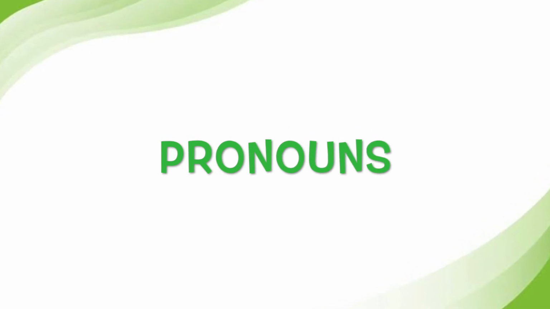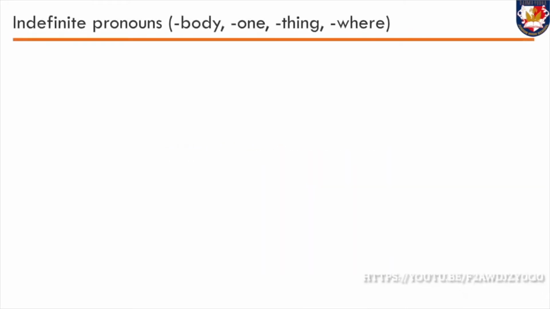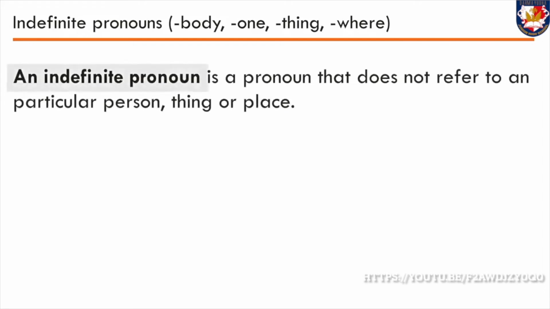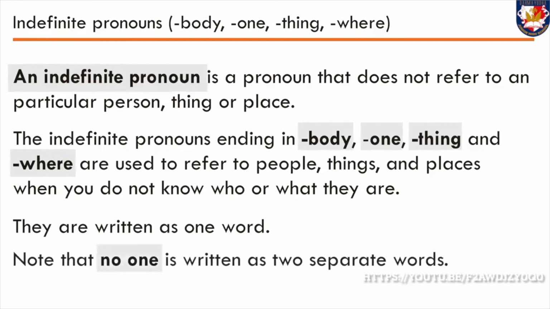This is about pronouns. Indefinite pronoun. An indefinite pronoun is a pronoun that does not refer to any particular person, thing, or place. The indefinite pronouns ending in body, one, thing, and where are used to refer to people, things, and places when you do not know who or what they are. They are written as one word. No one is written as two separate words.